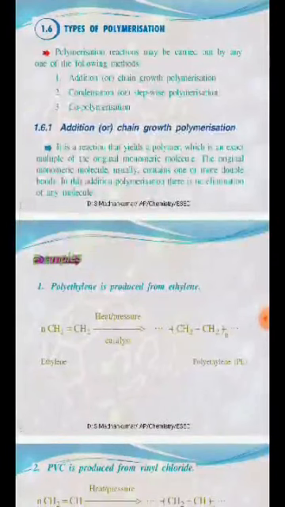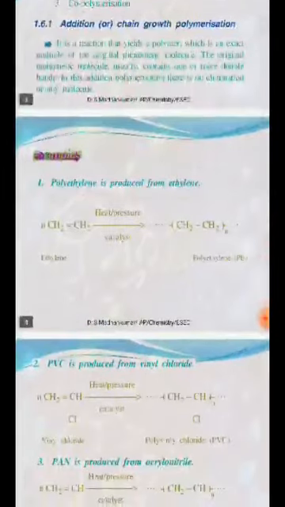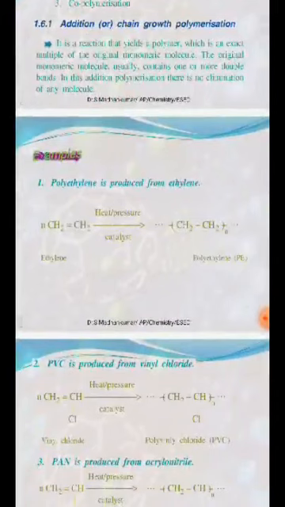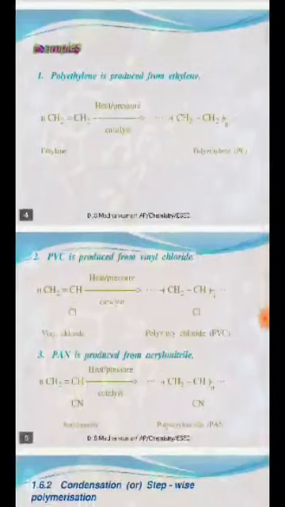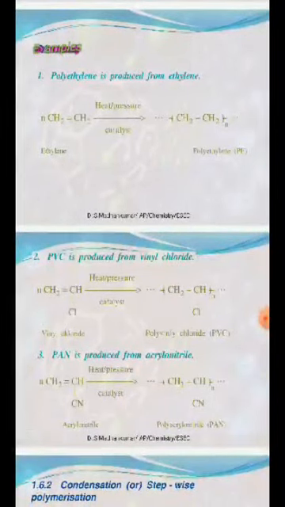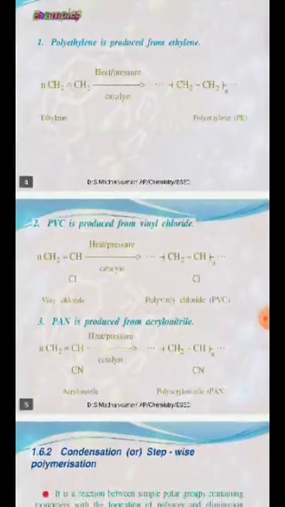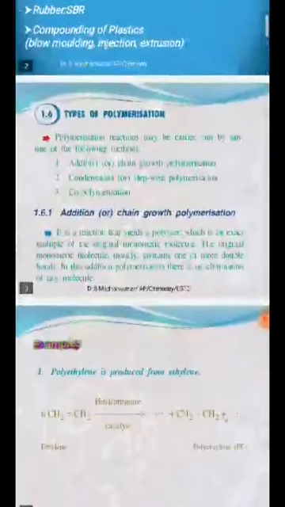Example, ethylene reacted with heat, pressure and a catalyst to form polyethylene. Second one, polyvinyl chloride: vinyl chloride reacted with heat, pressure and a catalyst to form polyvinyl chloride. Third one, acrylonitrile reacted with heat, pressure and a catalyst to form polyacrylonitrile. This is one of the addition or chain growth polymerizations.